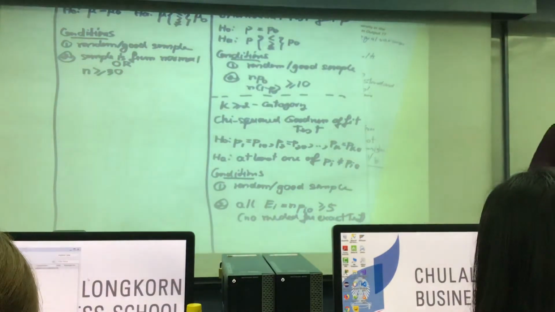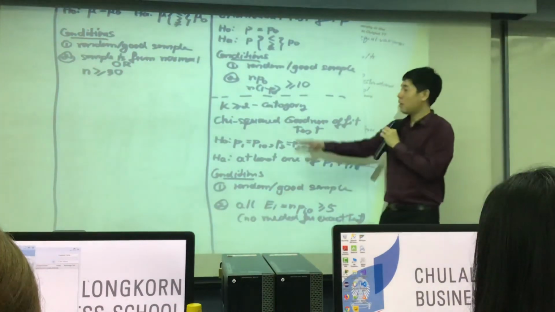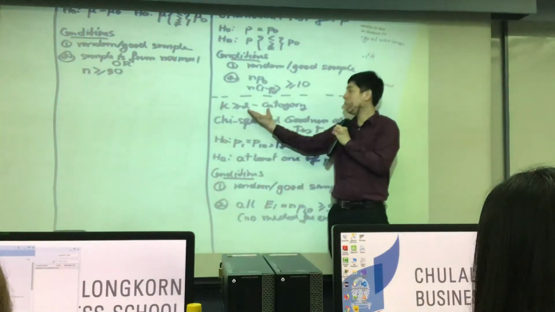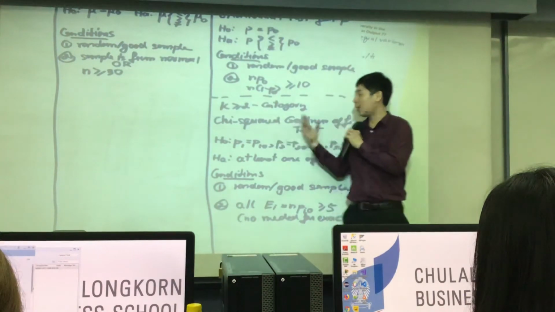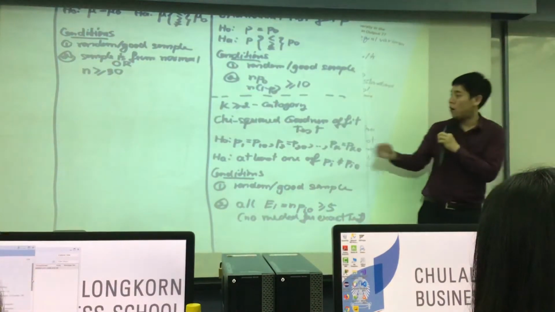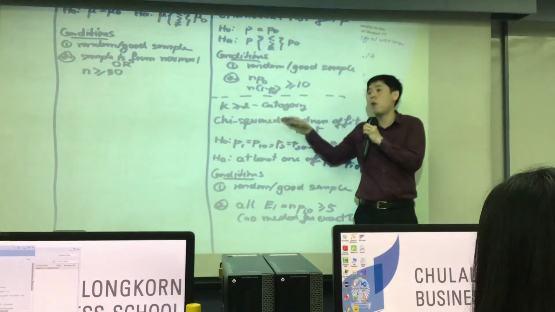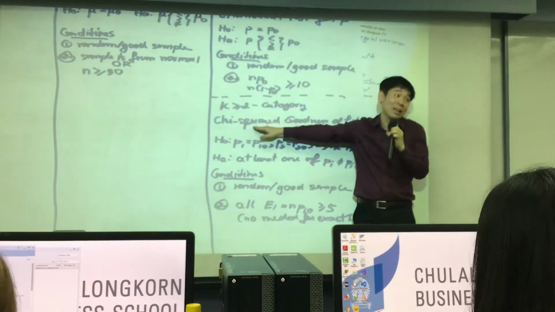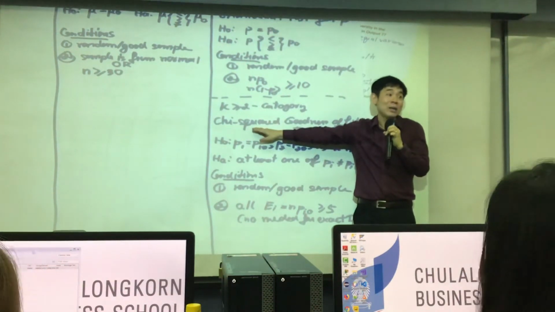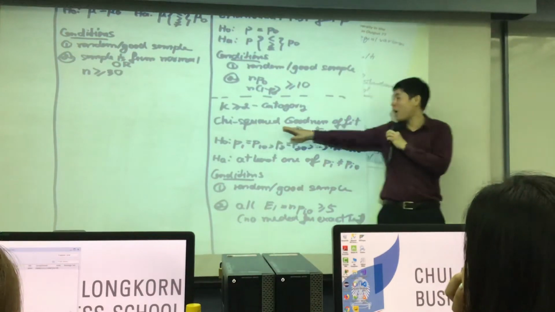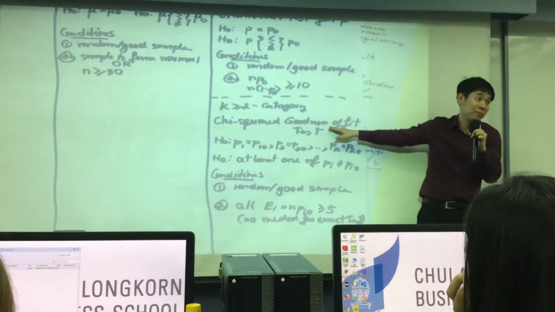So what we do when you're dealing with something like this, at least two categories, we're actually going to use what we call chi-square. Pronounce chi, not China. Chi-square goodness of fit test.